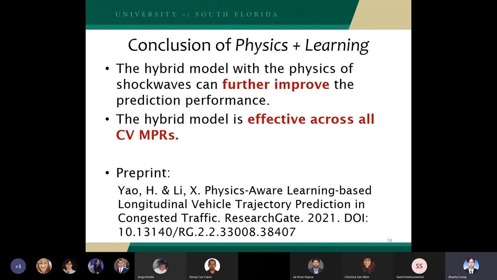To sum up, first, the hybrid models with the physics of shock waves can further improve the prediction performance. Second, the hybrid model is effective across all CV market penetration rates. This is valuable when V2X communication technology comes, and this shows CV technologies are very important, and we should deploy more CV technologies on highways. Actually, you can find more details about this topic in our preprint as listed here.